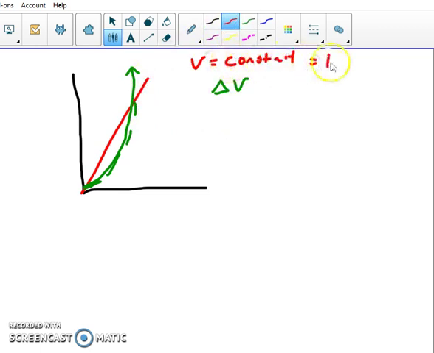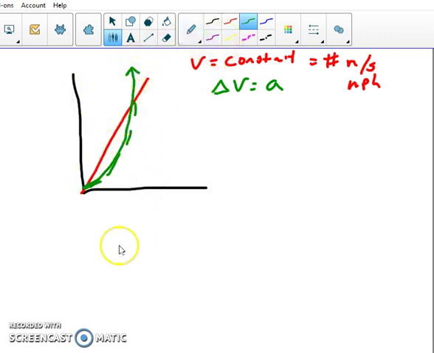That's just some number in meters per second, or you could say miles per hour. But this one, in the green, you're changing that velocity. This also means that you're accelerating. So if you are going up and it's curved, it can mean that you're accelerating.